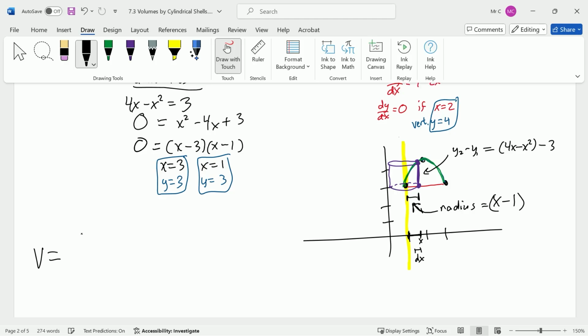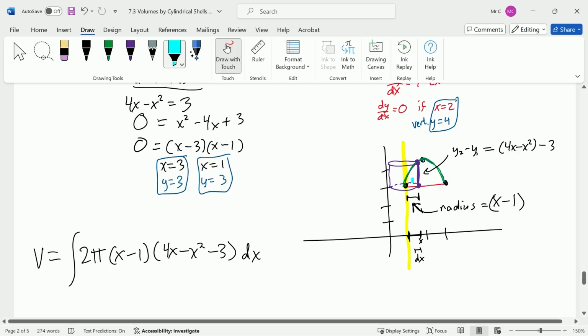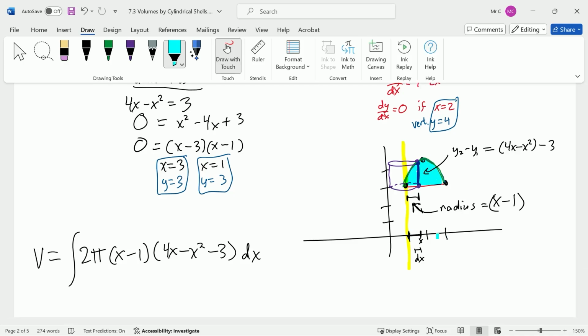So let's jump into the volume now. 2 pi times the radius, which is x minus 1, times the height, which is 4x minus x squared minus 3, times the thickness, which is dx. And as always, we look at our original region to determine our integration bounds. And so that's from 1 to 3 on the x-axis. So 1 to 3.